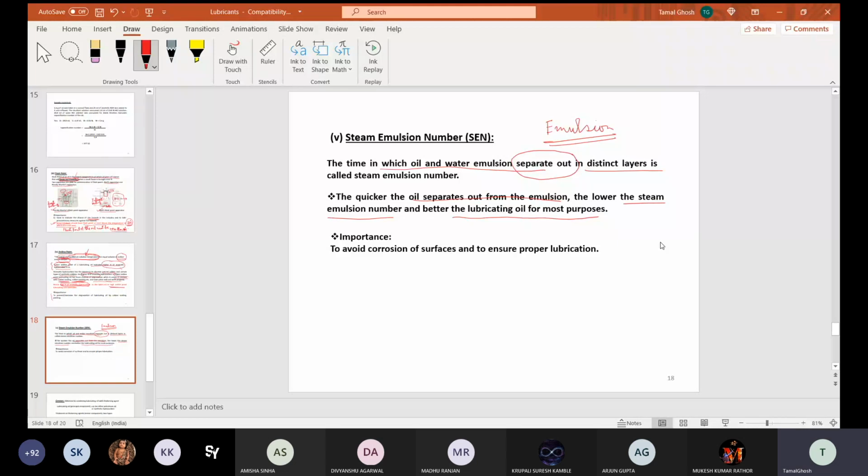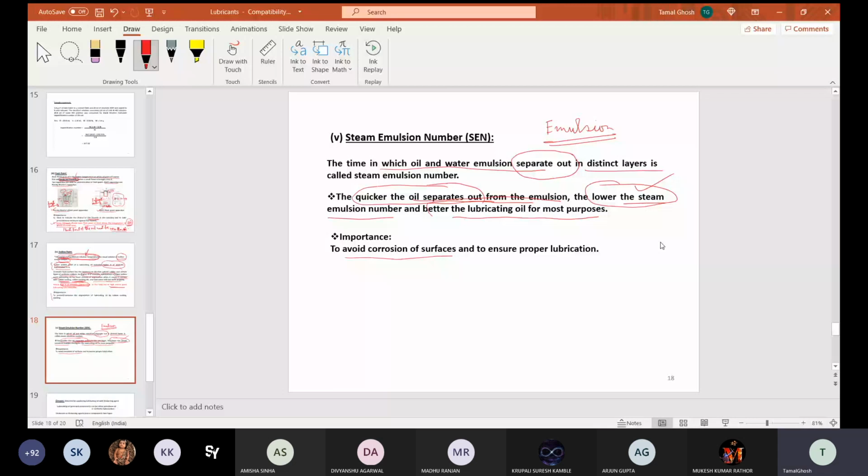This steam emulsion number value is determined to avoid corrosion and to ensure proper lubrication. So the suitability criterion is that the steam emulsion number value should be low. The lower the steam emulsion number, the better. Based on this, our oil is chosen. Now these are the five properties.